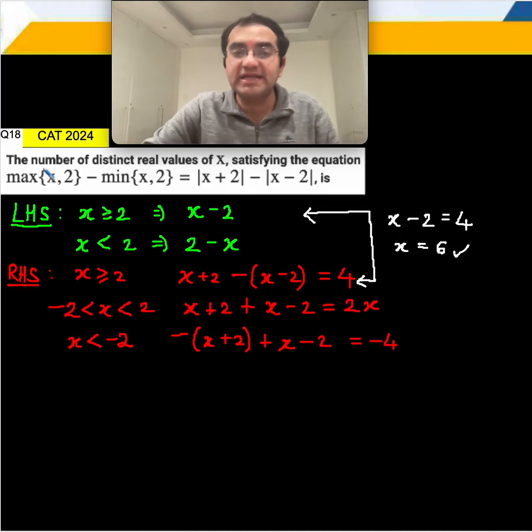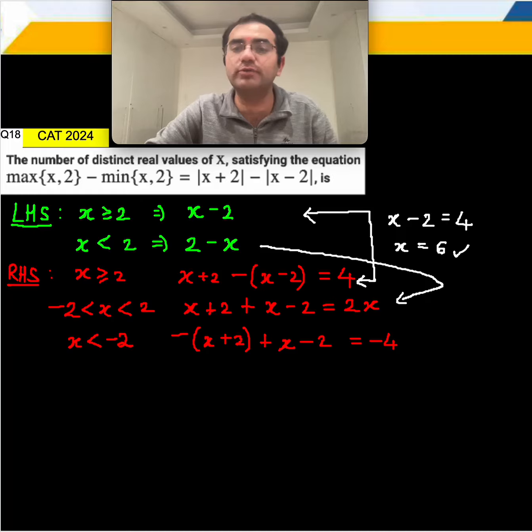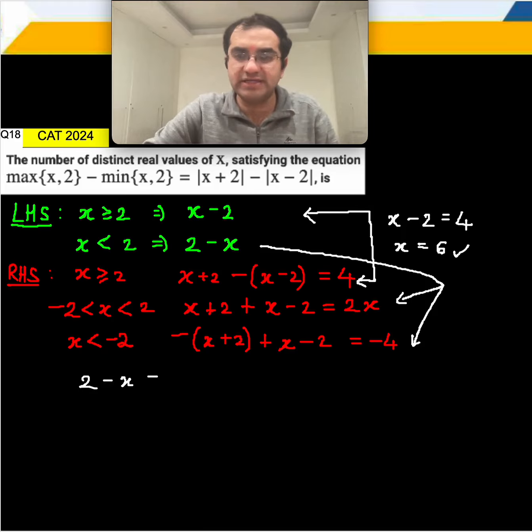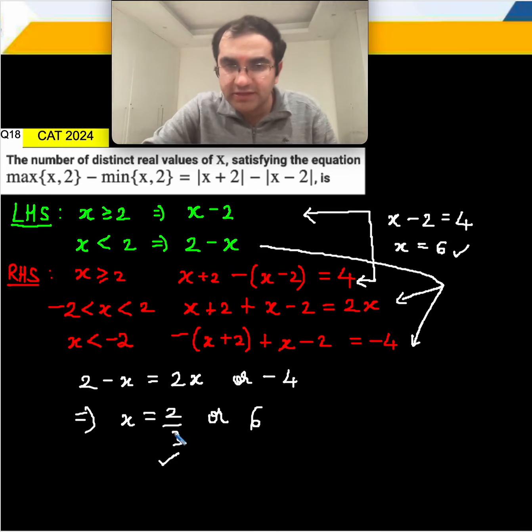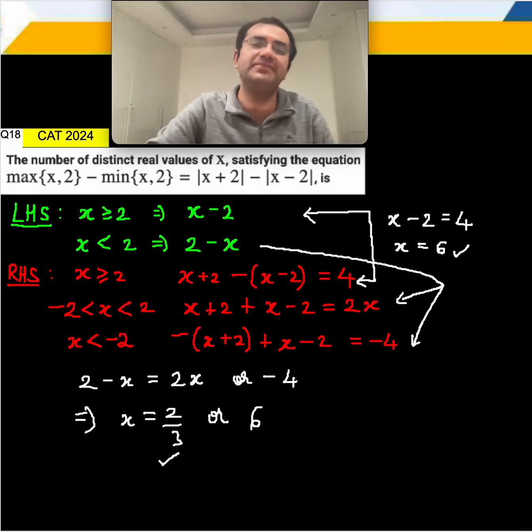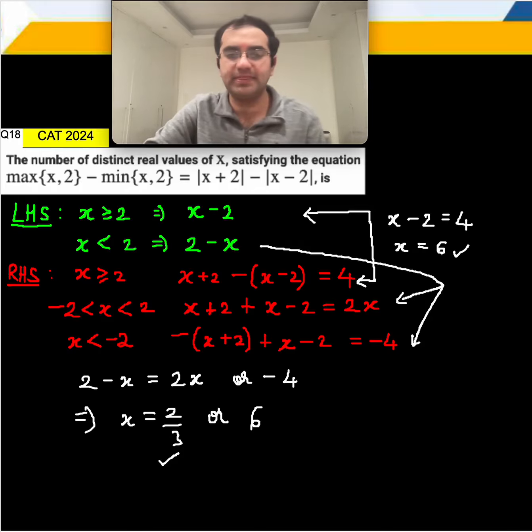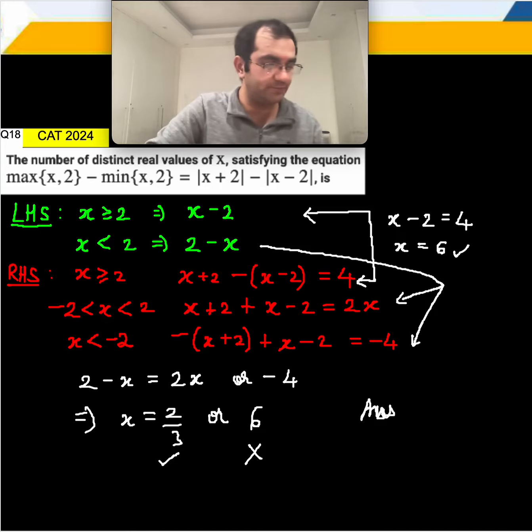Next, when x is less than 2, the definition of LHS is fixed, but in RHS there are two possible definitions. So we will equate with each of them. So if 2 minus x is equal to 2x or -4, from this I got x as 2/3 or 6. So when x is 2/3, it is less than 2, so this is acceptable, but 6 is not less than 2. So therefore one answer is valid and the other is not. So your acceptable solutions or values for x are 2/3 and 6. So the number of solutions is 2.